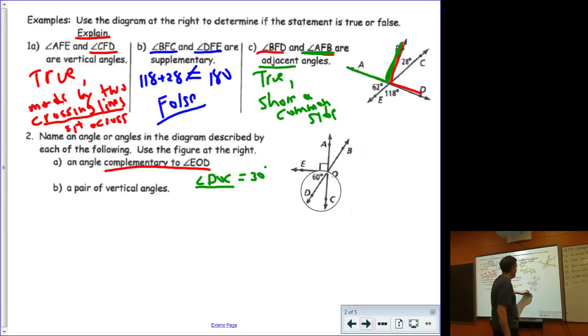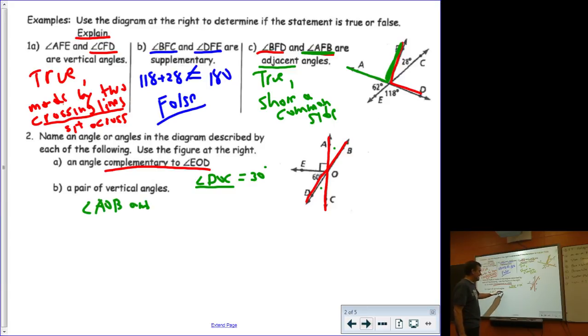Next up, I need a pair of vertical angles. So to get a pair of vertical angles, I'm going to draw my two lines here. And I've got choices. Either I can use this angle and this angle. So that would be angle AOB and angle DOC. That would be those two.